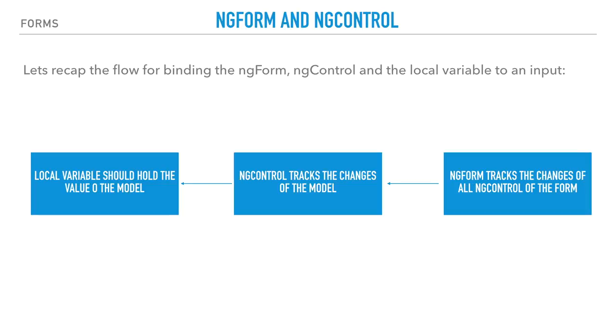Okay, so to recap, the logic is like this. We have a local variable in our input, and it should hold the value of the model. Then we have an ngControl that tracks the changes of this model. And we have an ngForm that tracks the changes of all ngControls of the form. So this is the logic that we can use to check the validity of our forms in Angular 2.